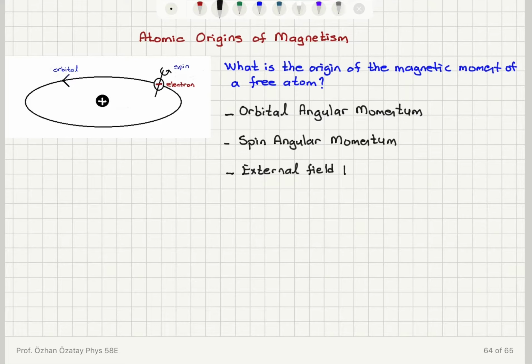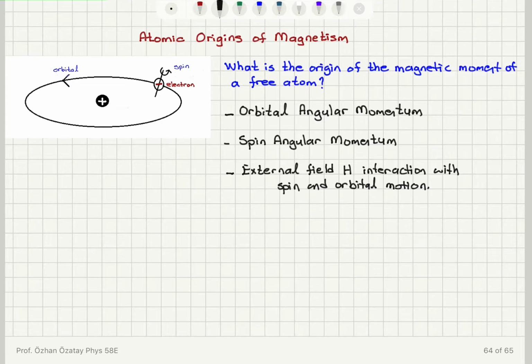interaction with the spin and orbital motion of the electron. So these are affected by the presence of an external magnetic field.